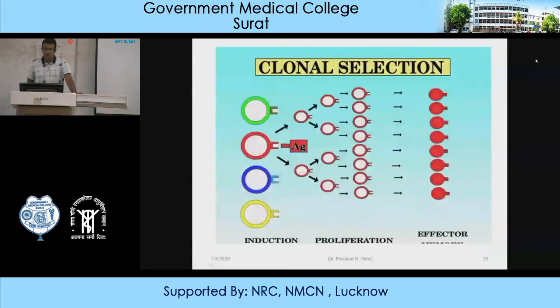Now what happens in clonal selection? It is explained in this diagram. Among thousands or millions of lymphocytes, only those lymphocytes are selected and activated which have a corresponding receptor for the antigen, and these cells undergo proliferation and effector cells are produced. This process is known as clonal selection. The rest of the cells which do not have appropriate receptors are not proliferated; they remain in their resting phase.